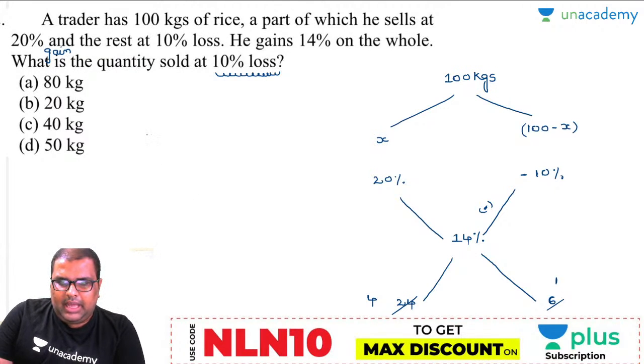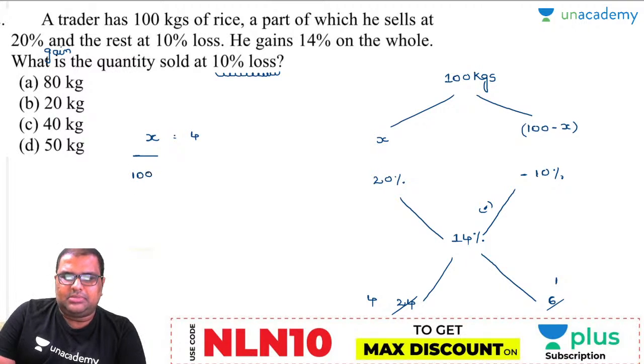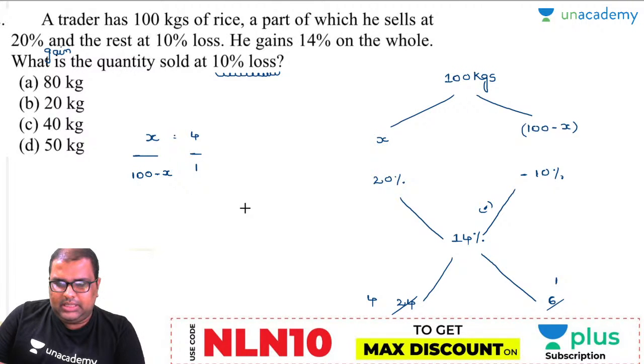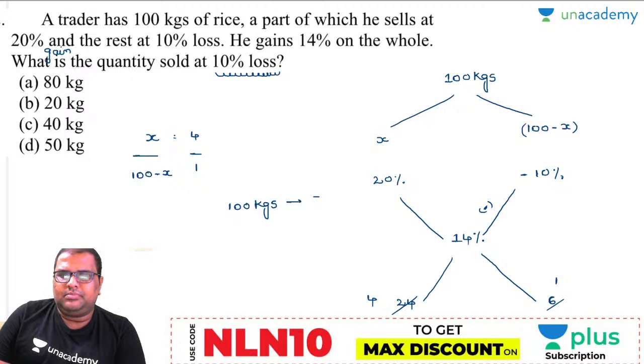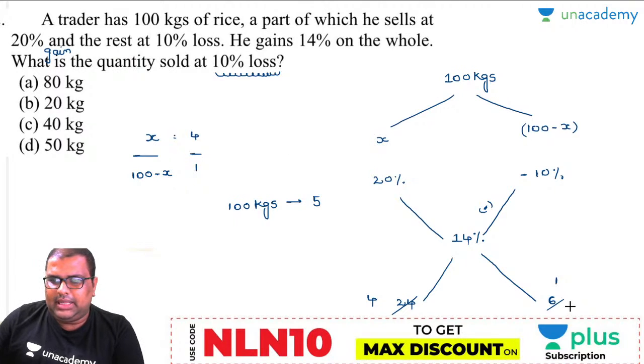Now look, x parts is equal to 4. 100 minus x parts is equal to 1, it seems. Is this the point given there? Now when you add this together, automatically what will happen? 100 kgs will be equal to how much? Will it be 5 parts? Yes or no? Now you are asked to find the quantity sold at 10% loss.